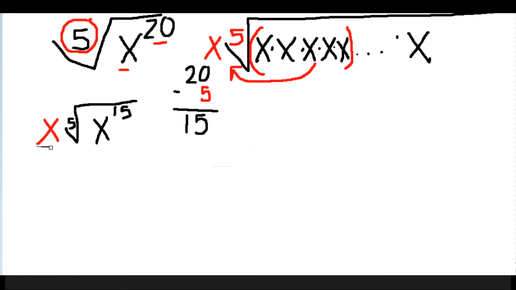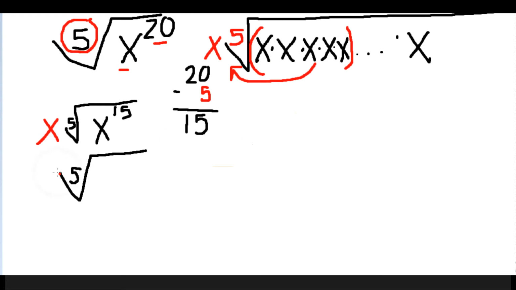So now we ask ourselves, can we pull out any more groups of 5? We have 15 copies of x left. Can we pull out more groups of 5? Well, yeah, of course we can, you guys. We have 15 x's. We can pull out another group of 5. So let's do that. When we pull out another group of 5, that's going to translate to another x on the outside. So that leaves us with, let me get our radical going here.